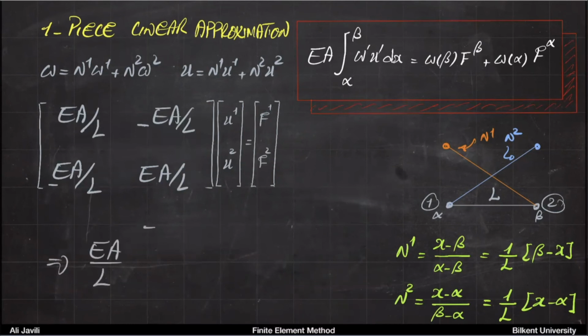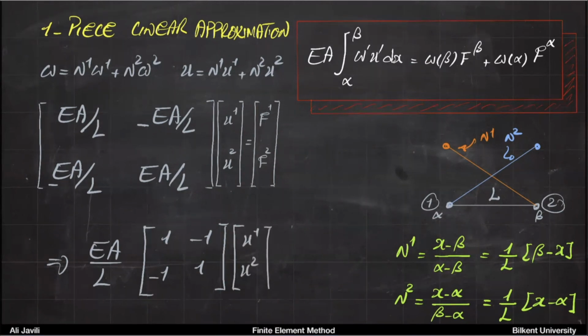times [1, -1; -1, 1]. Now maybe you can call it U1, U2. And that would be equal to F1, F2. Okay.